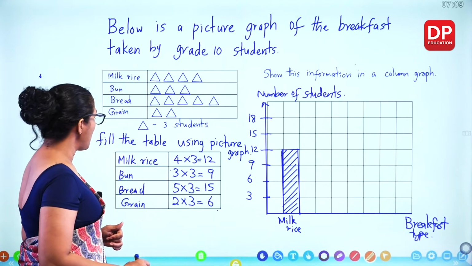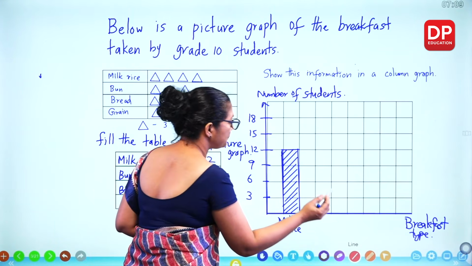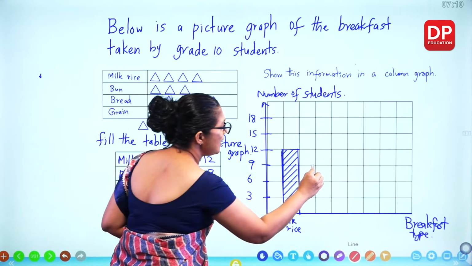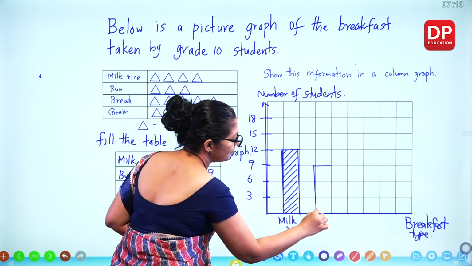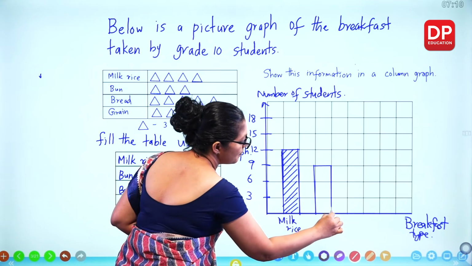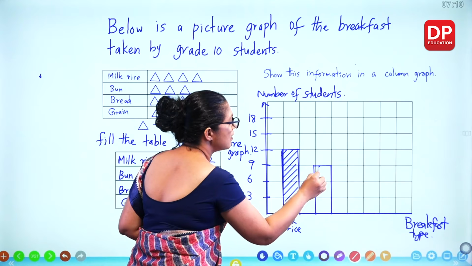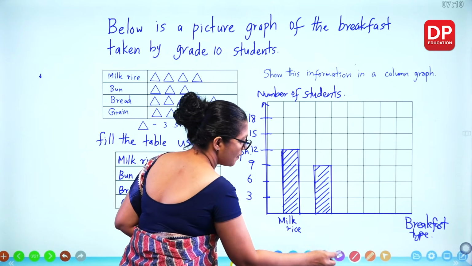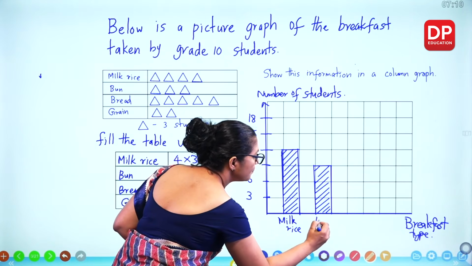What about the second one? Buns. So here I'll take this one as 9 and then draw the column like this. This is representing 9. So here, what's this one? That's buns.